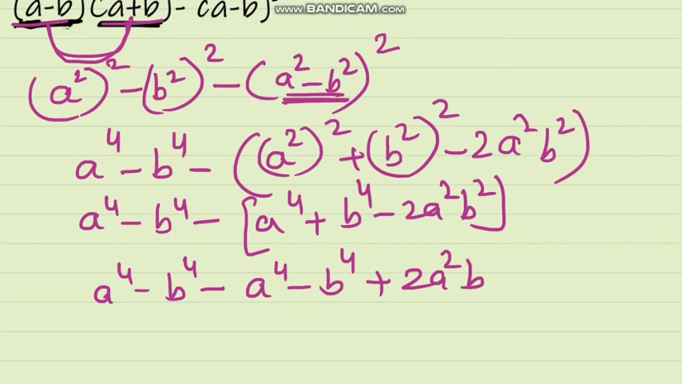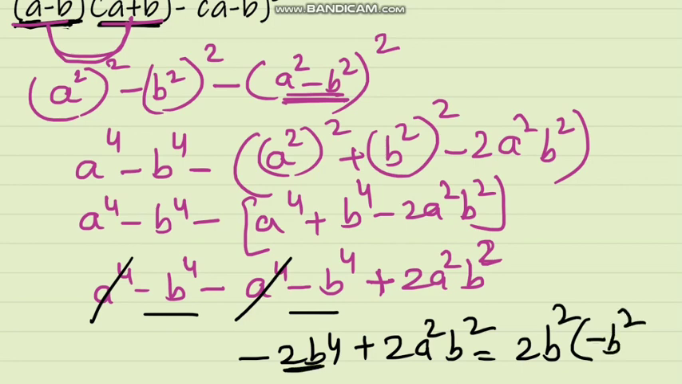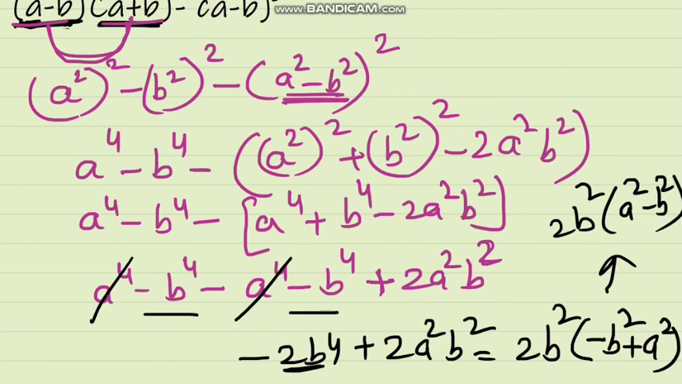Now if you see nicely, you'll get minus a power 4 plus a power 4 gets cancelled. Here minus b power 4 minus b power 4, you will get minus 2b power 4. Children, while writing, do not forget to put the squares properly. See here, this is plus 2a square b square. So here you will be left with plus 2a square b square. Children, you can take out 2b square common. If you take out 2b square common, you will be left with here minus b square and here plus a square. So finally your answer will be 2b square into a square minus b square.